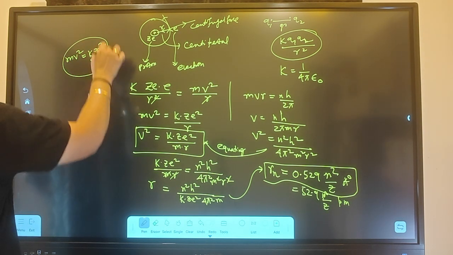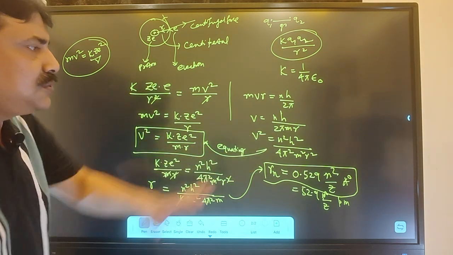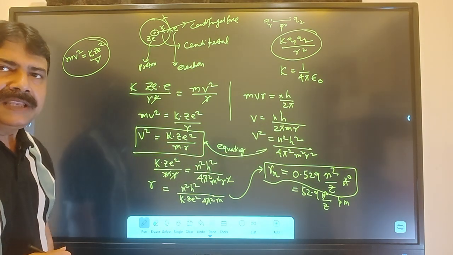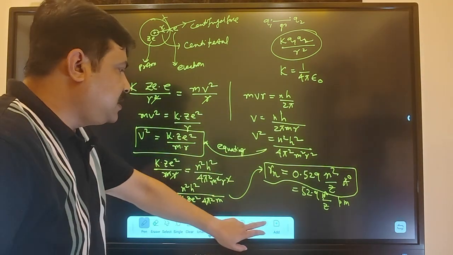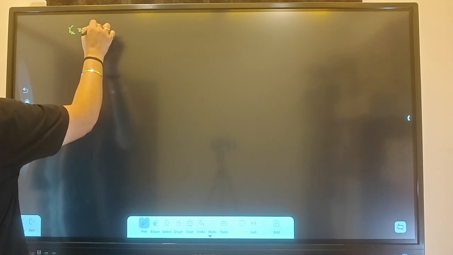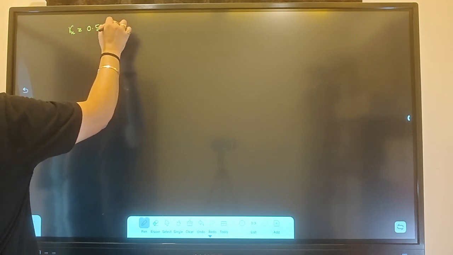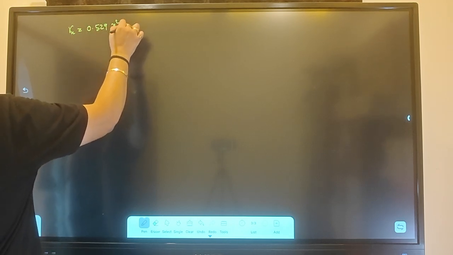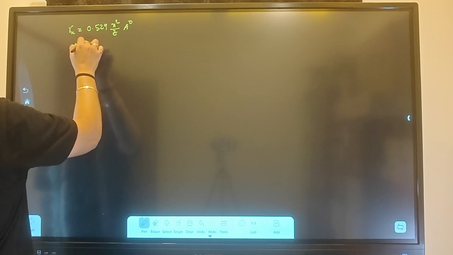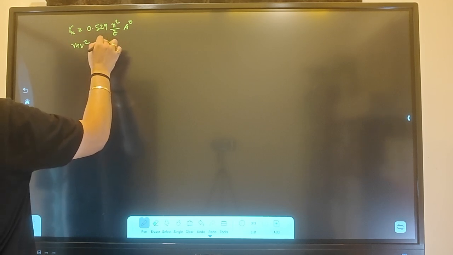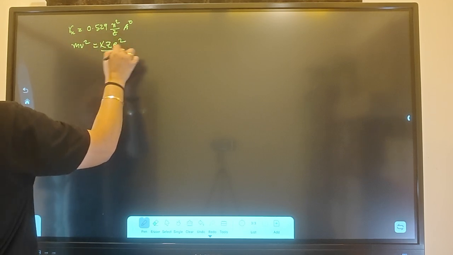These things we need to remember: Rn equals 0.529 n square by Z in angstrom, and mv square equals kZe square by r. These two expressions we will utilize.